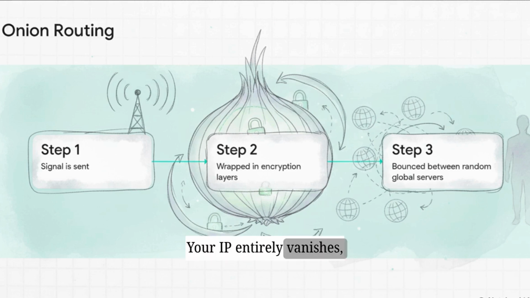Your IP entirely vanishes, and you become a digital ghost. Imagine putting a letter inside a safe, locking that inside another safe, and then locking that inside a third safe, each needing a different key from a different person in a different country. By the time that final safe opens at its destination, nobody has a clue where the data originally came from. That is the insane cryptographic power of the Tor network.